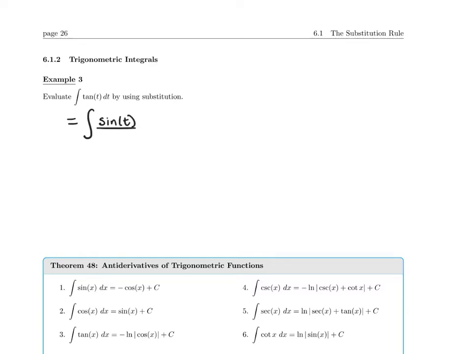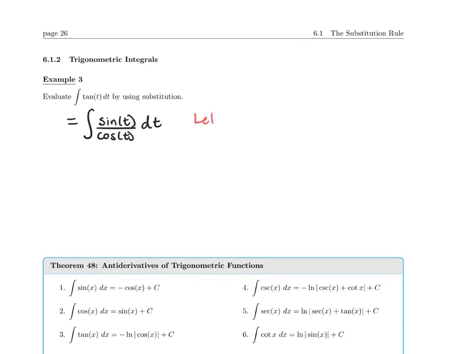We know a fundamental trig identity that tangent is the ratio of sine and cosine. So I can rewrite this as the integral of sine of t over cosine of t dt. Now you might be wondering what I should use as my u, because cosine and sine both have some sort of derivative relationship with each other. And in this case, I want to go with the cosine simply because it's in the denominator, and its derivative, sine of t, is in the numerator.